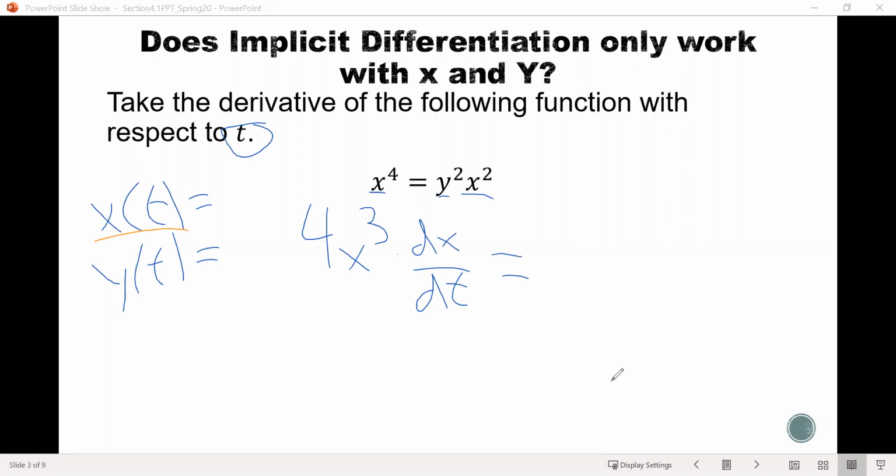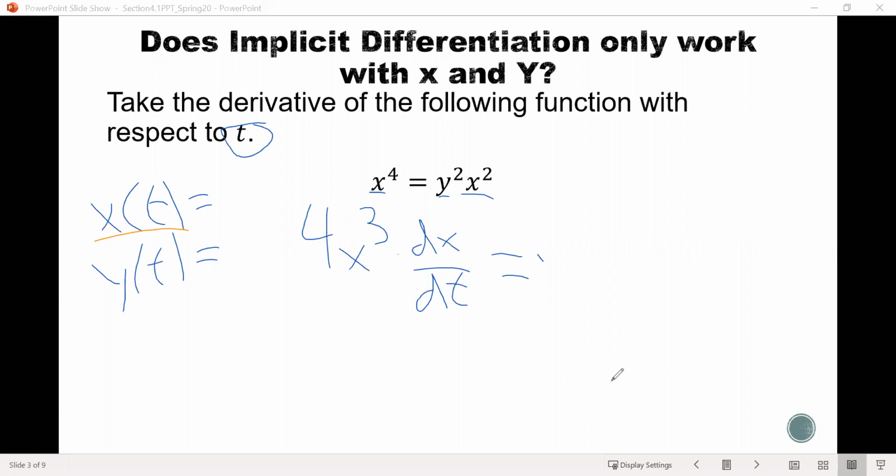Then we go and do a similar thing on the right-hand side. So now we're going to take this derivative of y squared x squared with respect to t. Notice again, we don't see any t's there, but what we do see are two functions being multiplied, right? So the y squared times the x squared. And when we see two functions being multiplied like this, how do we find the derivative? We use our good friend, the product rule, right?